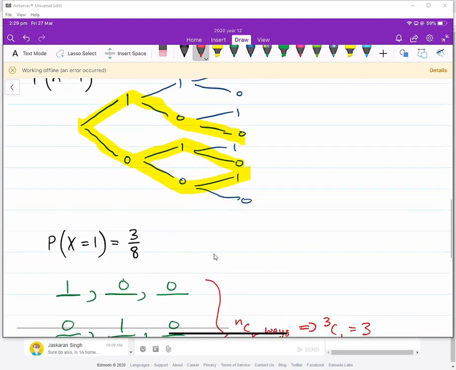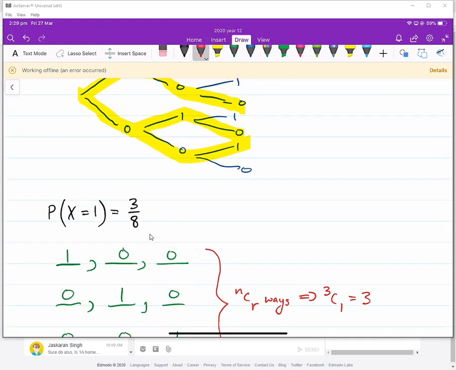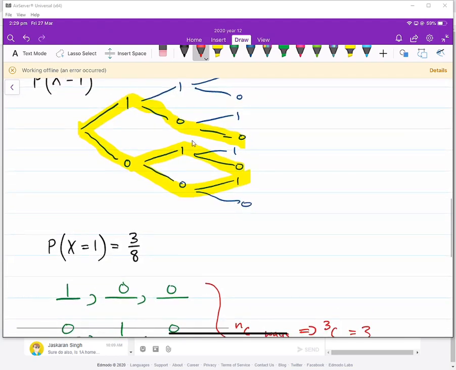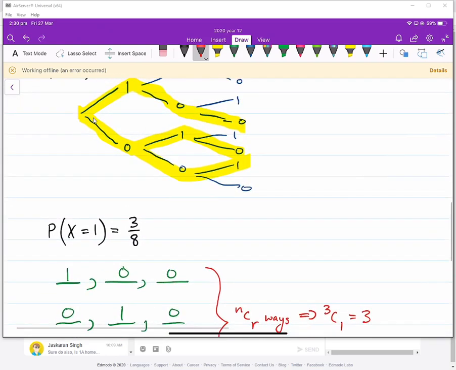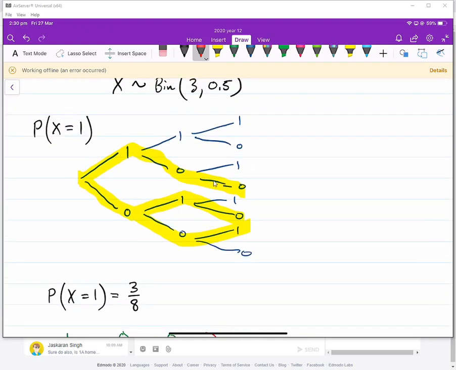Okay, and notice that this isn't the same as 3 over 8, because each of these paths does not have a probability of 1. So this path here, for example, has 0.5 on that branch, but it's 0.5 times 0.5 times 0.5. So this path has a probability of 0.5 cubed, which is 1 over 8.